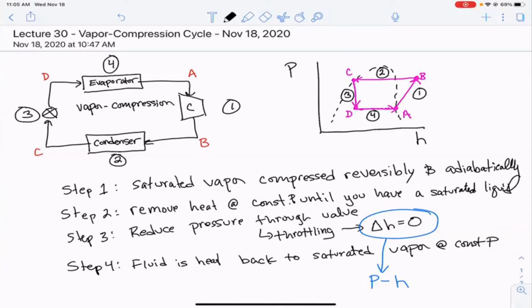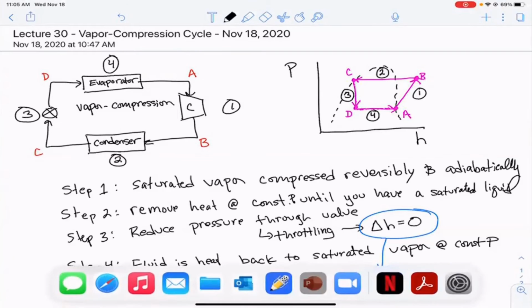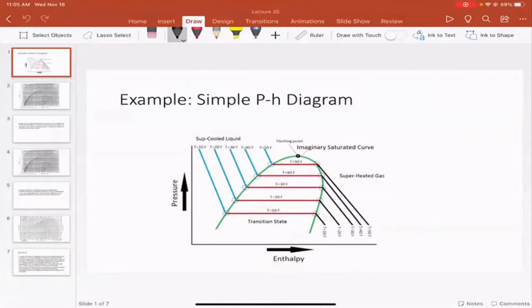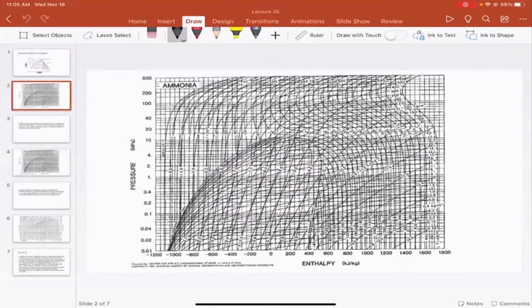I don't think so. All right, one of the key steps when we're evaluating the cycle is that step 1 is done reversibly and adiabatically, or the change in entropy is equal to 0. So one of the things that we need in evaluating these refrigeration cycles is to introduce entropy onto the pH diagram. To do that, I'm going to show you a more typical pressure enthalpy diagram, and it is considerably more complex.